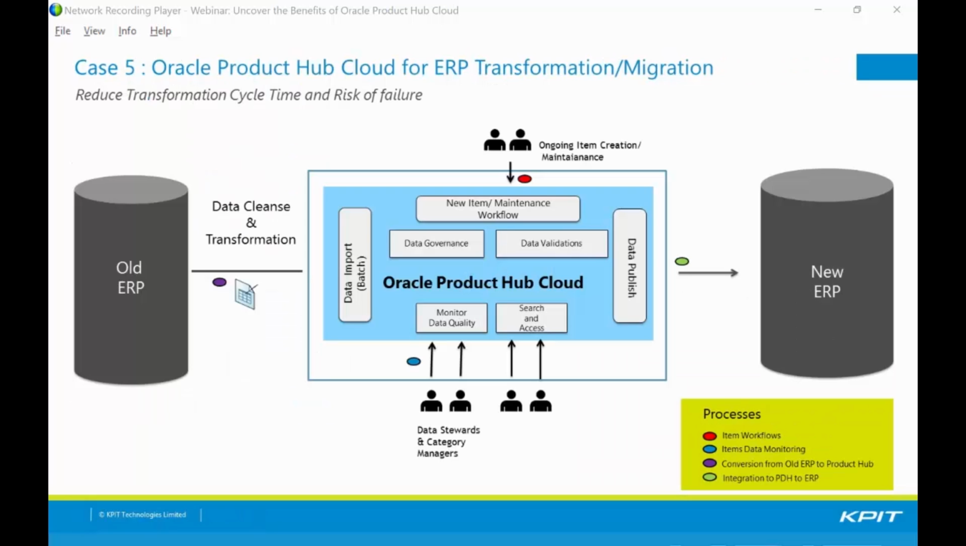On the same lines, for customers who are migrating from an old ERP to a new ERP, there's an opportunity to bring Oracle Product Hub Cloud in as part of this migration exercise. Instead of waiting for the new ERP to be rolled out and available for the entire data conversion, customers can transform and cleanse the data from the old ERP into Product Hub Cloud and perform all the data governance validations. Whenever the new ERP is ready, you can plan the rollouts of the data from Product Hub to ERP. At the same time, you can utilize Product Hub for ongoing item creation and maintenance to simplify the item creation process as I described in my first slide.